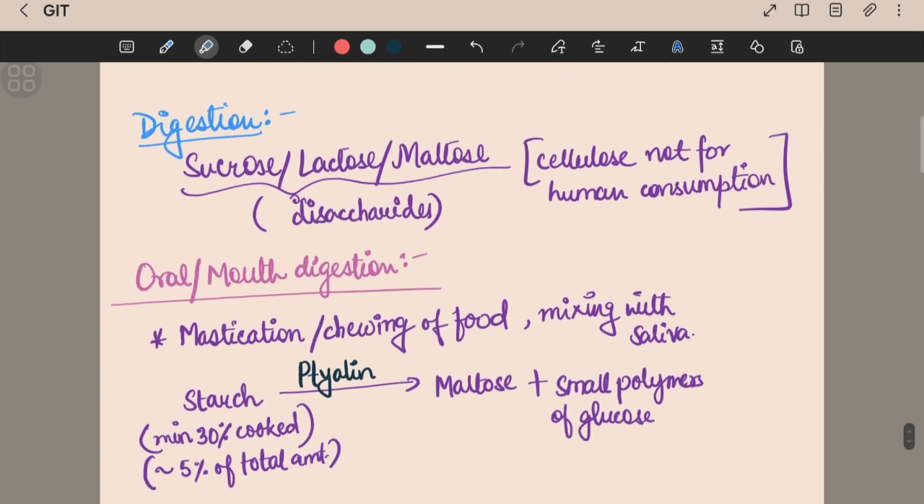Now talking about the digestion process, the disaccharides are mainly consumed, one is sucrose, that is the sugar we are consuming, that sugar is sucrose.